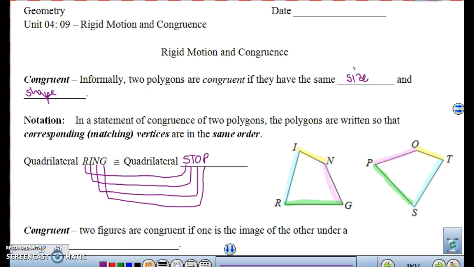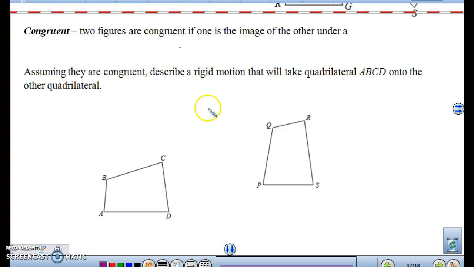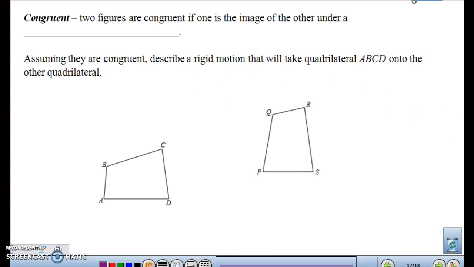So that brings us to our more formal definition of congruent. Two figures are congruent if one is the image of the other under a rigid motion. What happens when they stay exactly the same? You are doing a rigid motion. So if you do a rigid motion, the figures will be congruent because what you start with is exactly what you end with. Remember, a rigid motion is a translation, a rotation, or a reflection. So the figures are congruent to their image.